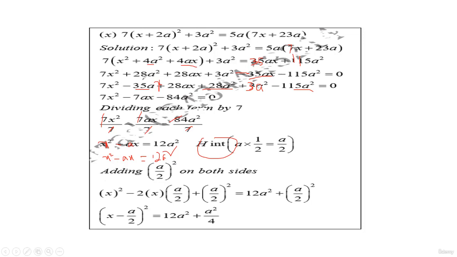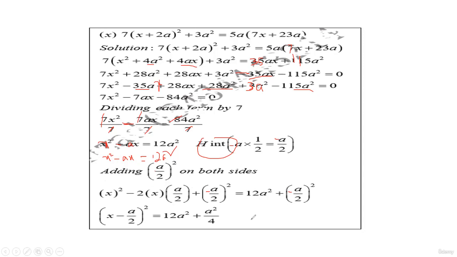Now this term is negative. You have a negative minus x, so minus 2x will be real, and you can take minus a here. So that will be minus a. So a minus b, x minus a whole square. And if you square it, you have a square upon 4 plus 12.